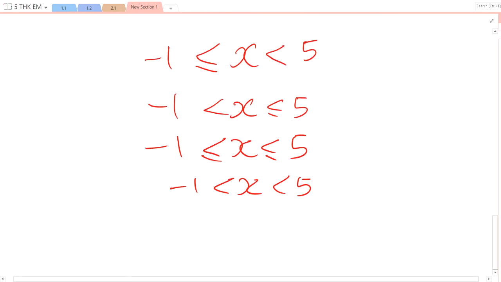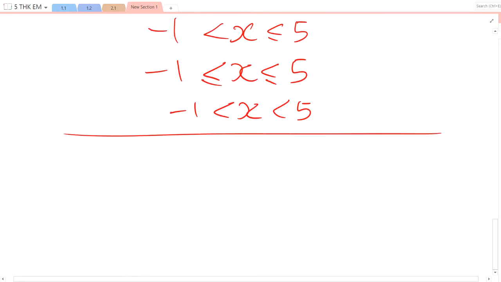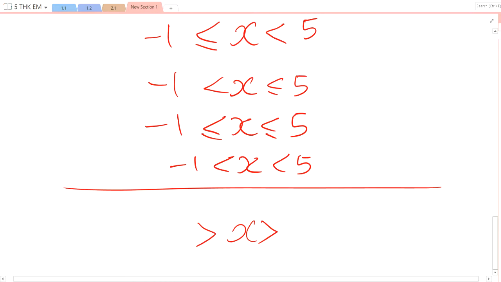Will we ever see solutions like this? This one? No, we will not. We always put the smaller number on the left. That's why it will always have this sort of shape. Smaller number on the left.